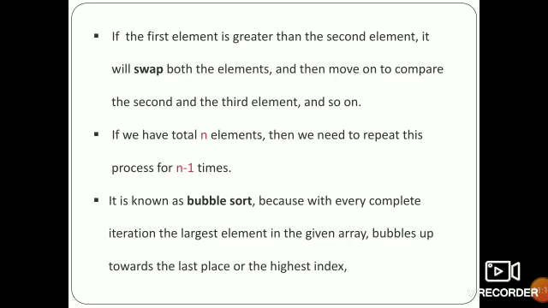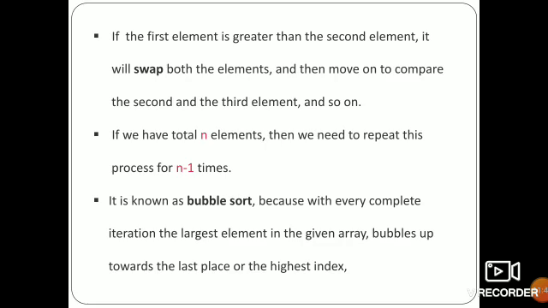with every complete iteration, the largest element in the given array bubbles up towards the last place, or the highest index. So the largest number will move to the end. Till the completion of the looping, the largest element will end up at the end of the index. So this is bubble sort.